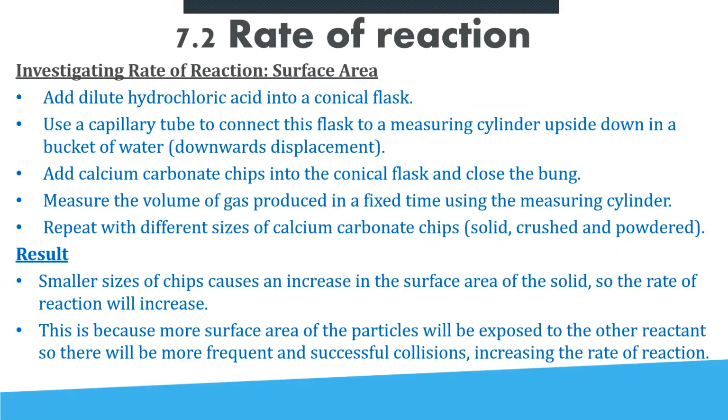For example, when we talk about surface area, we decrease the size of the calcium carbonate that is used. So we make it in powder form in the second experiment. In the first experiment, we use larger lumps. In the second experiment, we repeat the same by using powder calcium carbonate. So in that way, you are increasing the surface area. All right.